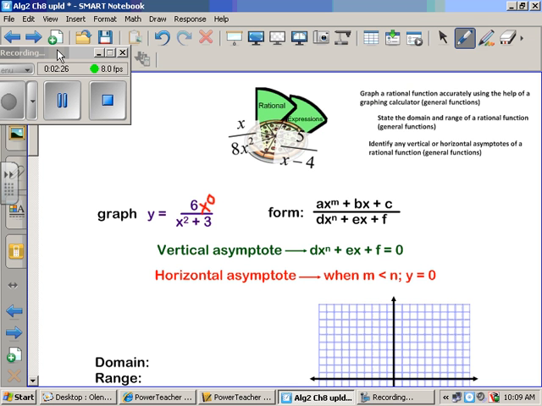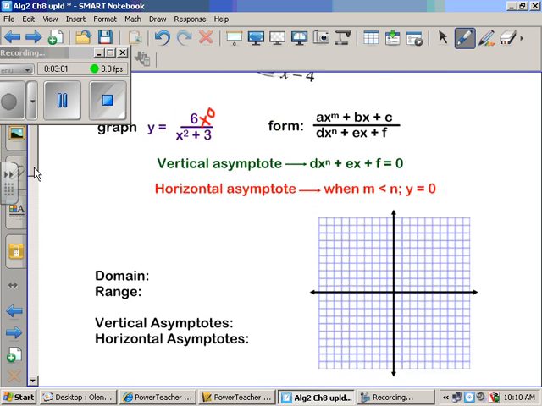So the m is less than the n. Does everybody see where I got the m and the n? We'll get through all 3 cases, when they're equal and when m is greater, but let's stick with less than for right now. Because the exponent is smaller on the numerator than it is on the denominator, my horizontal asymptote is 0.